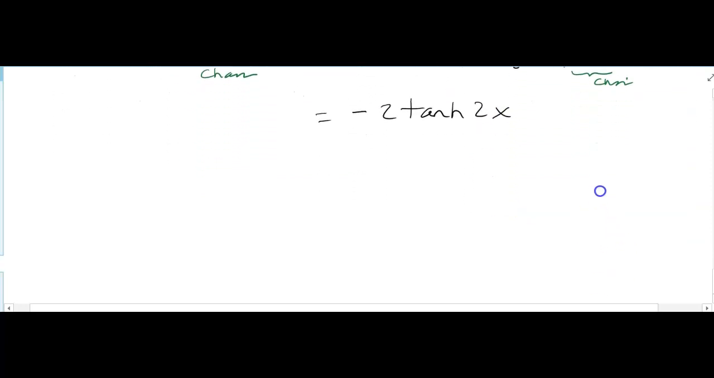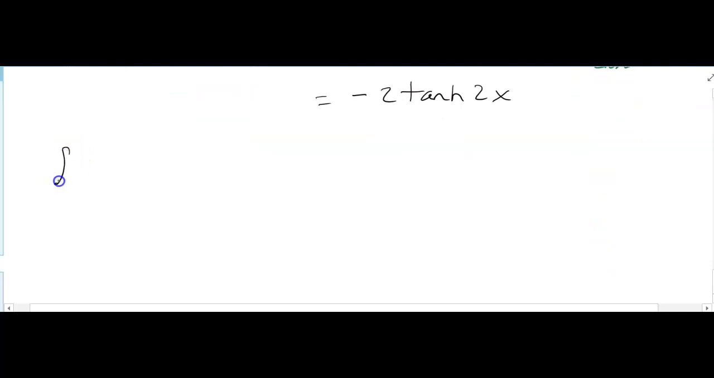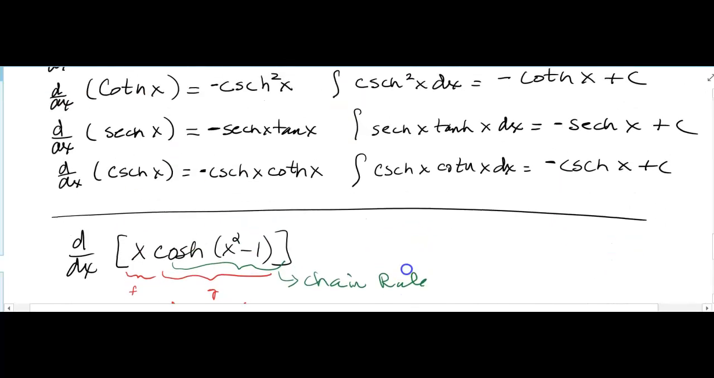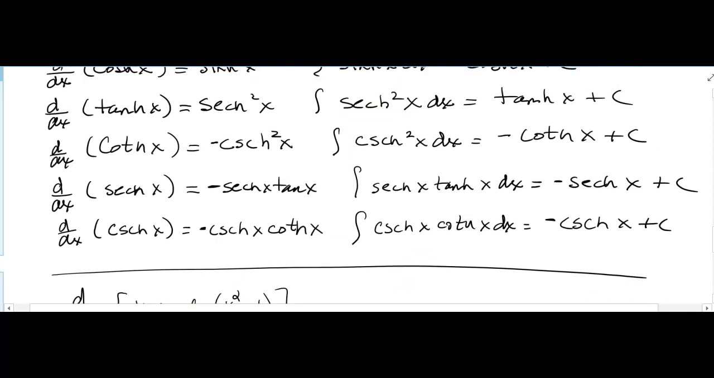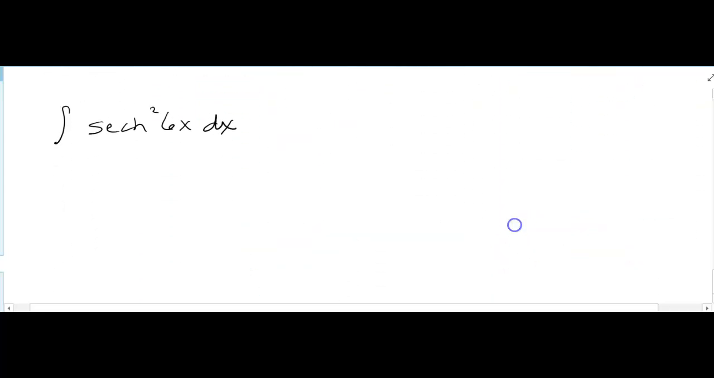All right, let's move on to some integrals, and then we'll be done. Integrate sech squared of 6x dx. You know what the integral of sech squared x is. Just go up to what we did here. There it is, right? The integral of sech squared is tanh. So we come back down.